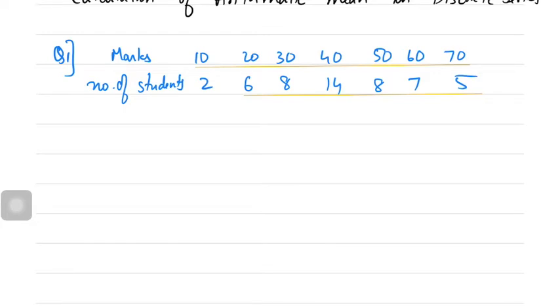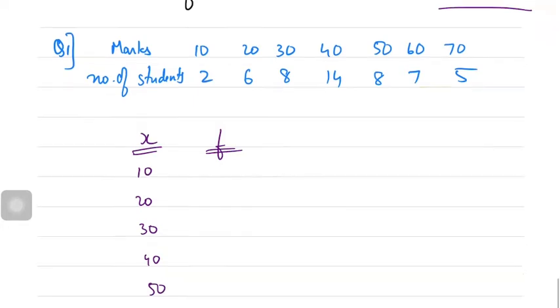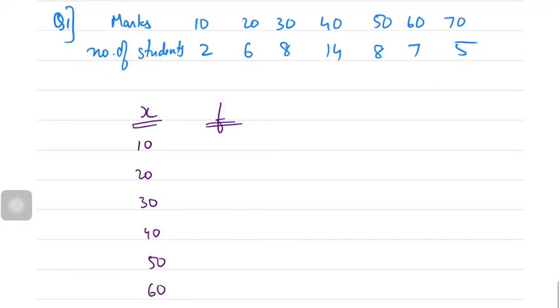Let's start. First, in case of discrete series, x is given and f is given, right? So x means variable and f is frequency. The variables are 10, 20, 30, 40, 50, 60 and 70. Frequency is 2, 6, 8, 14, 8, 7 and 5.